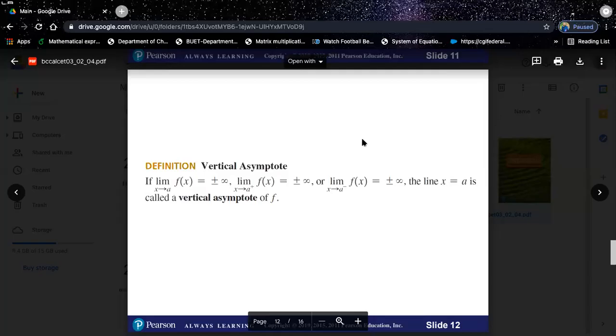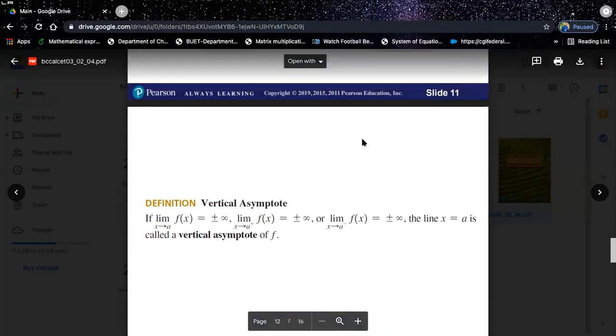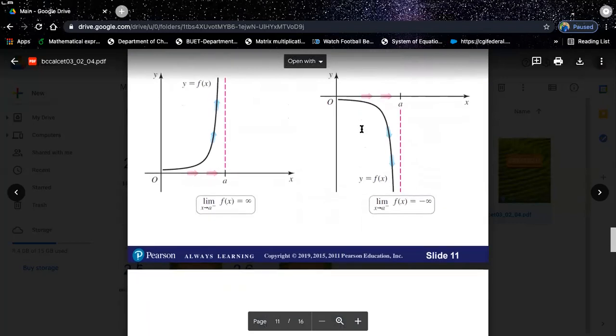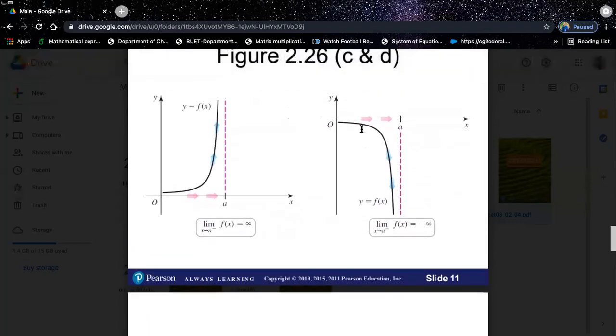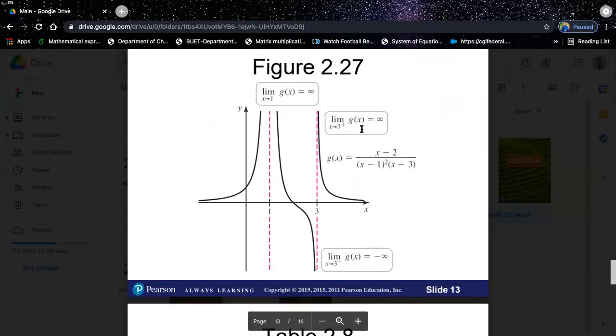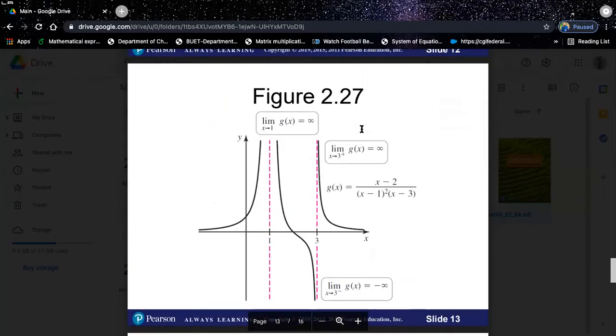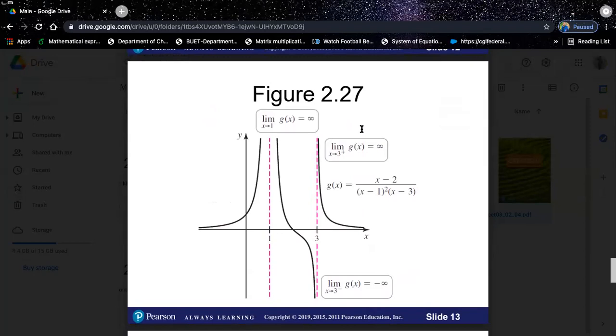All right. So any question from the vertical asymptote? Or anything from the graph? I mean, why is it the asymptote, or why is it called the vertical asymptote and all that? Any question about it? All good?